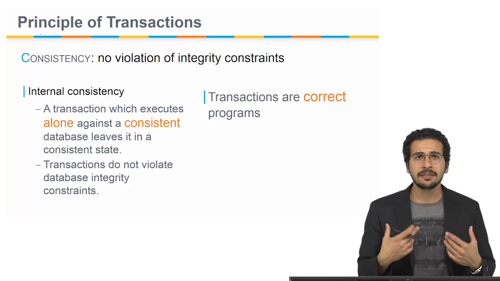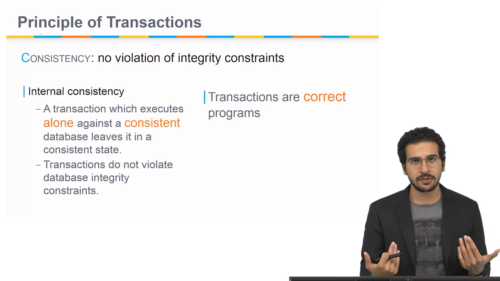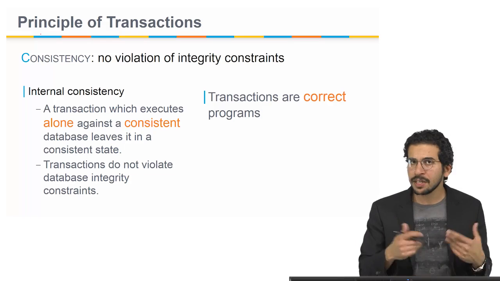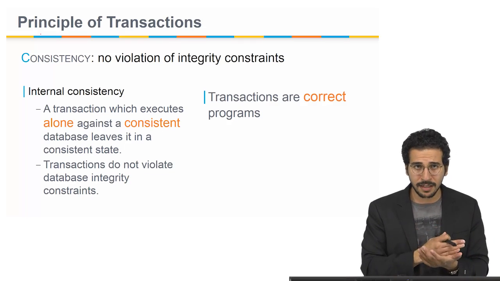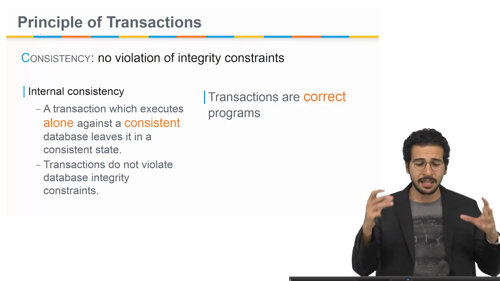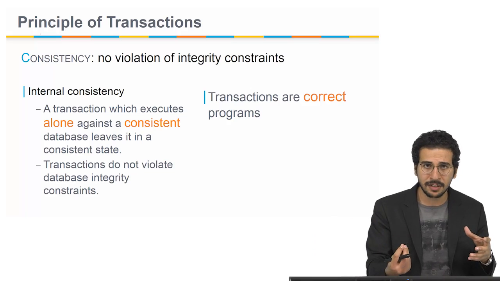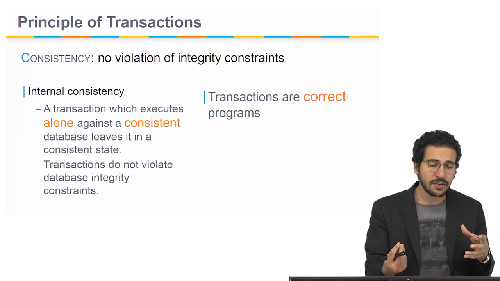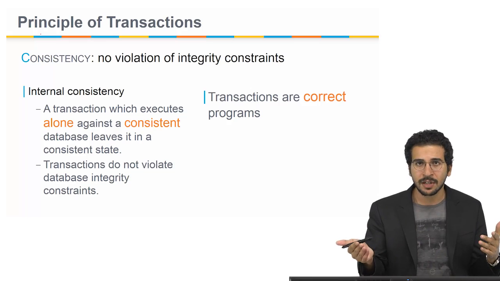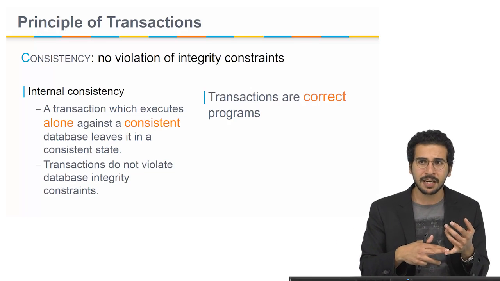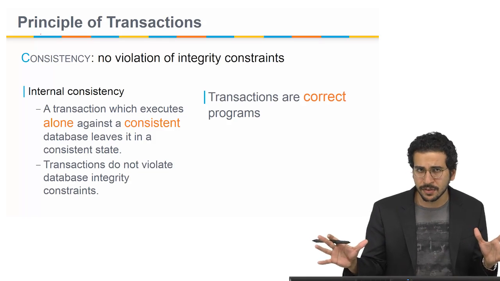Consistency. Consistency means that there is no violation of integrity constraints whatsoever. There are so many constraints that the database designer can define on the database. And consistency in that sense means that the transaction which executes has to, as we mentioned already, leave the database in a consistent state. Integrity constraints can mean so many things in database systems, like the sanity of the data, the correctness of primary and foreign keys, and referential integrity. There are so many integrity constraints in database systems.